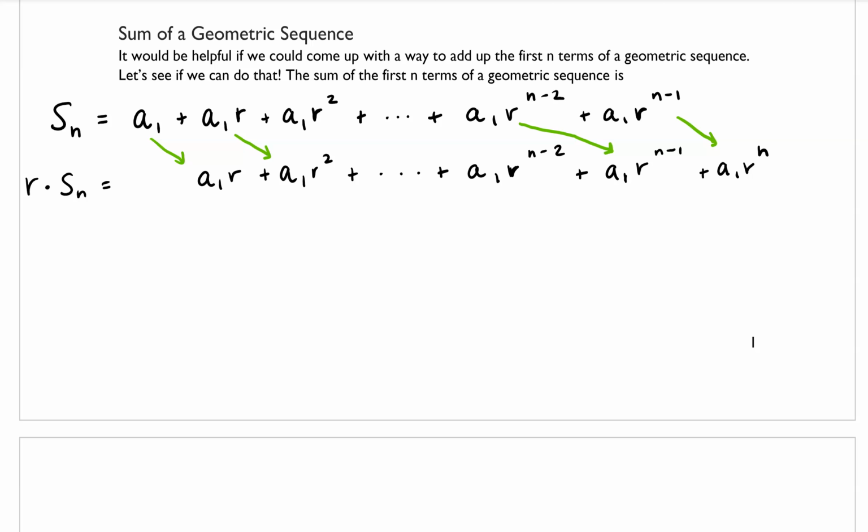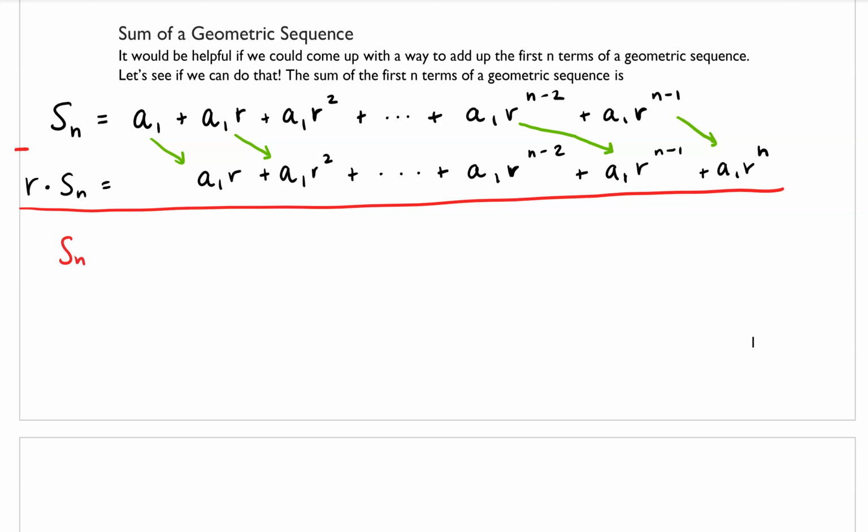Now, why is it that I did that? Well, let's see what happens if I subtract these two equations. The left-hand side of the resulting subtraction will be S sub n minus r times S sub n. And then something really nice is going to happen on the right-hand side of the equation. Notice that I've aligned them so that a lot of stuff will cancel out.